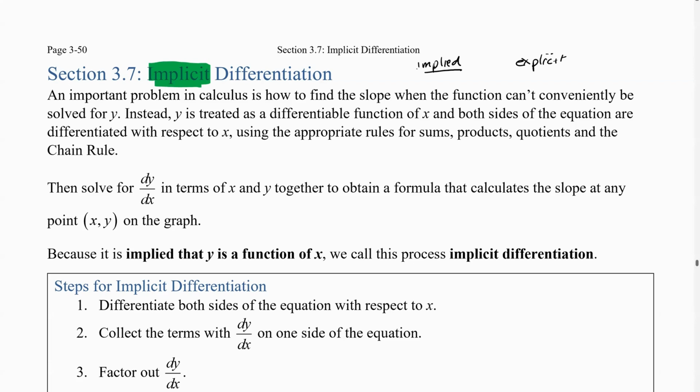So implied means something is understood to be true, but it's not said to be true. Our implication is that when we see x and y in an equation, and this is especially true for equations where I can't separate or isolate the y, we're just going to imply that y is a differentiable function of x.